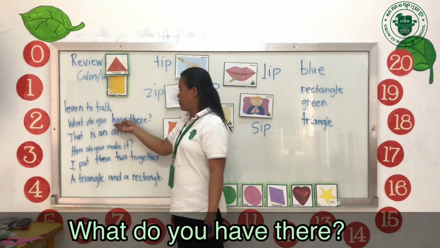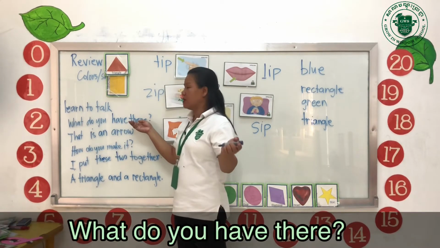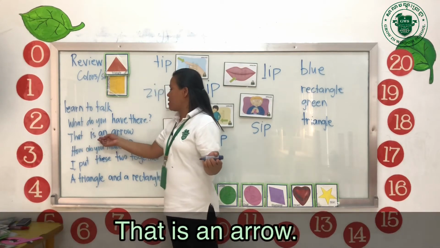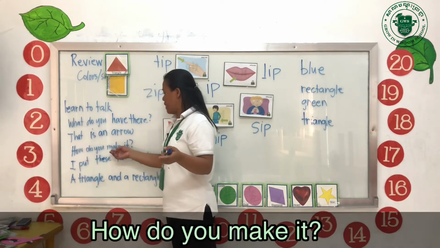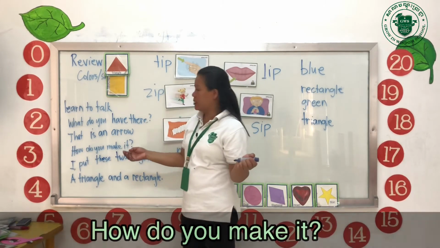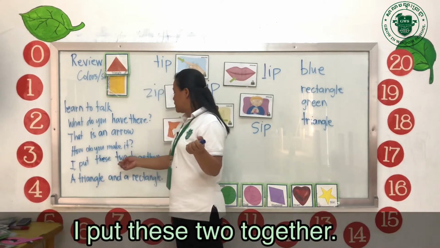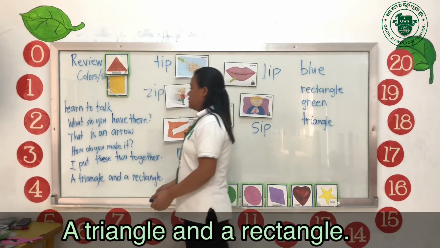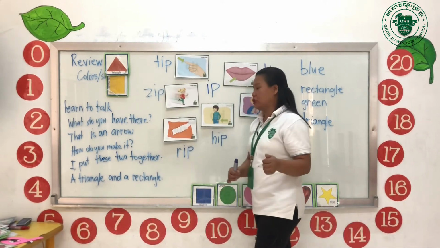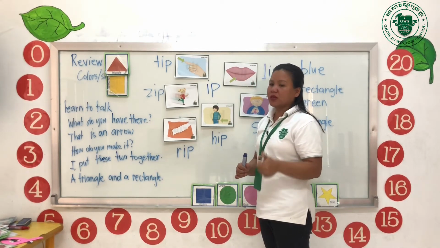What do you have there? Answer. That is an arrow. Okay, question. How do you make it? Then answer. I put these two together, a triangle and a rectangle. Okay, good job, but you need to practice more.